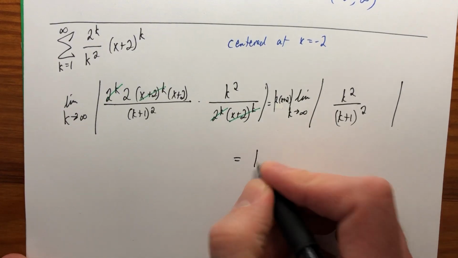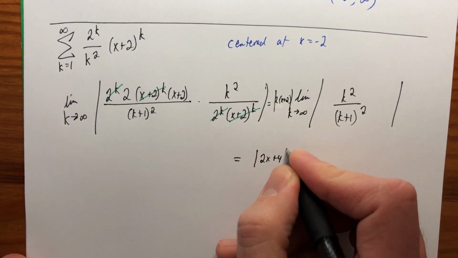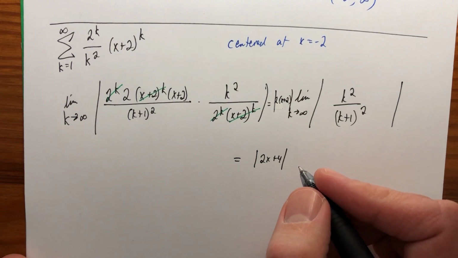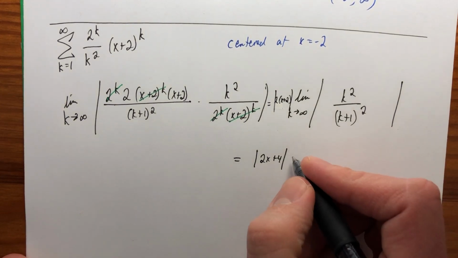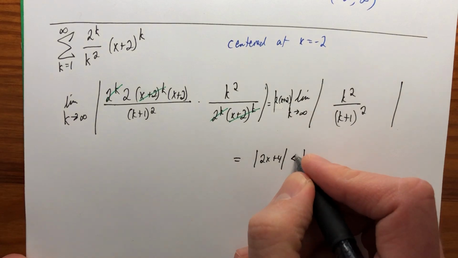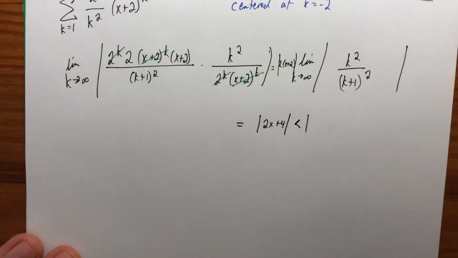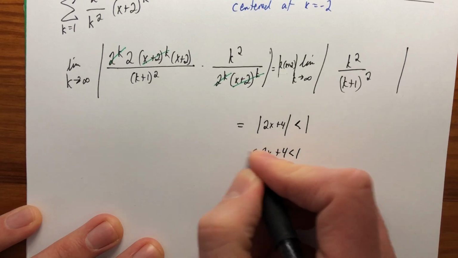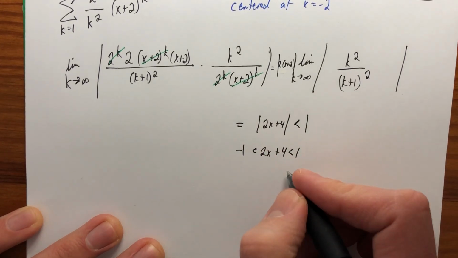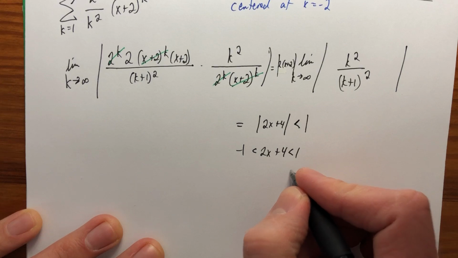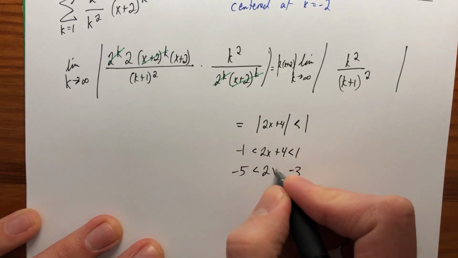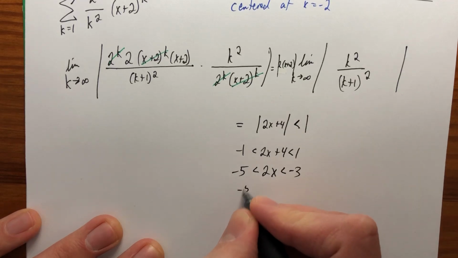Therefore, what I really have is 2x plus 4 less than 1. All right, well, as we do that, we're going to just keep solving. So we subtract 4 from all three sides. Feel free to do some of this in your head.